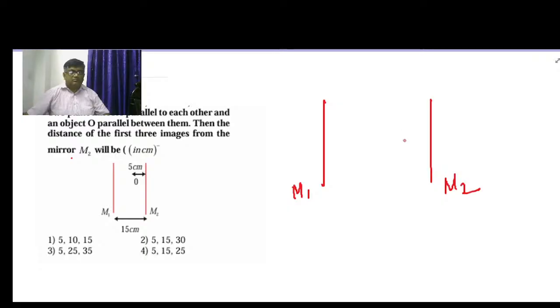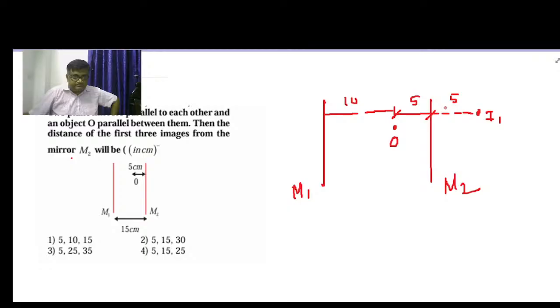So the object is placed over here. It is at a distance of 5 centimeters. Obviously, this will be at a distance of 10 centimeters. So the first image will be formed by M2 only. It will be formed here, which I will call I1, and it is at 5 centimeters. And the second image will be formed by O. It will be formed here, I2, at a distance of 10 centimeters.